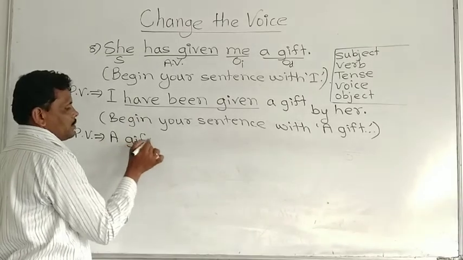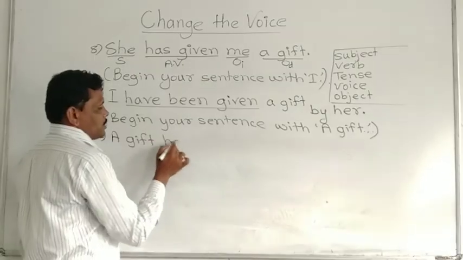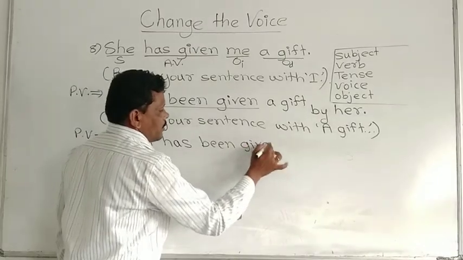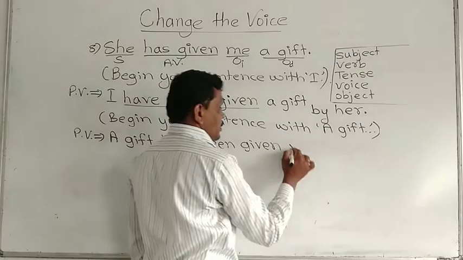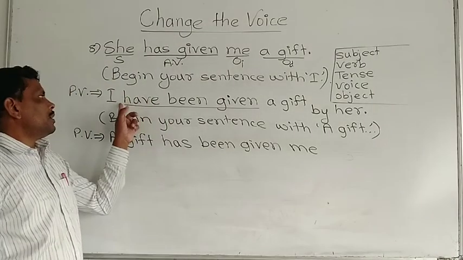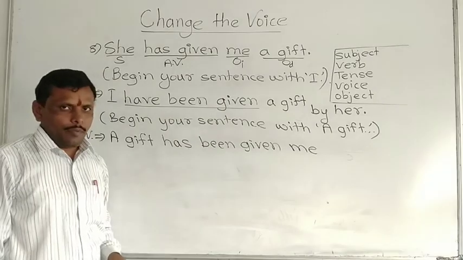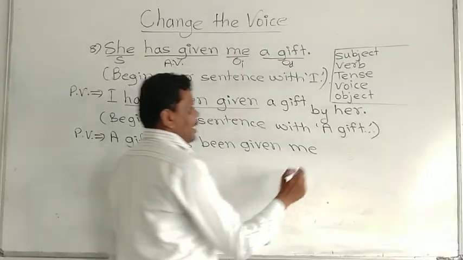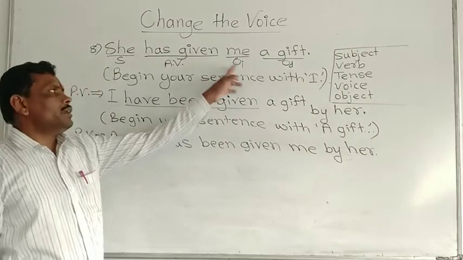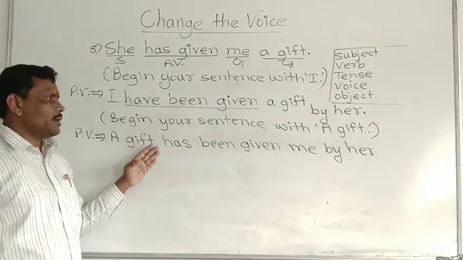A gift, then has given, its passive form have or has plus been plus V3. A gift is a singular subject, so there should be has, a gift has been given, then what is the remaining object? Me. Correct? We have placed direct object at first, so indirect object should be placed after the verb. Here in the earlier example, indirect object is placed at first, so direct object should be placed after verb, right? A gift has been given me, and last, by, she changes into her. Yes, these are the answers. Okay, here two objects are given, so we can make two answers of the passive voice here, right?